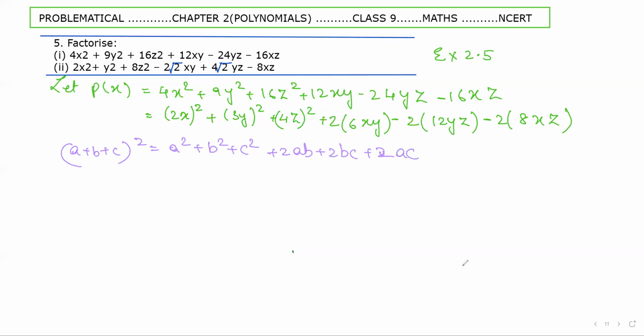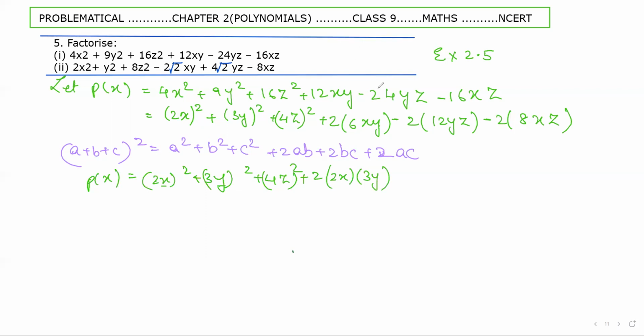Now comparing these two formulas, your P of x can be written as 2x whole square plus 3y whole square plus 4z whole square. Now observe, you need a plus sign over here, and you've got a plus sign, 2 times 6xy. X means this term, y means this term. And 6 can be written as 2 into 3. So you can write 6xy as 2x into 3y.